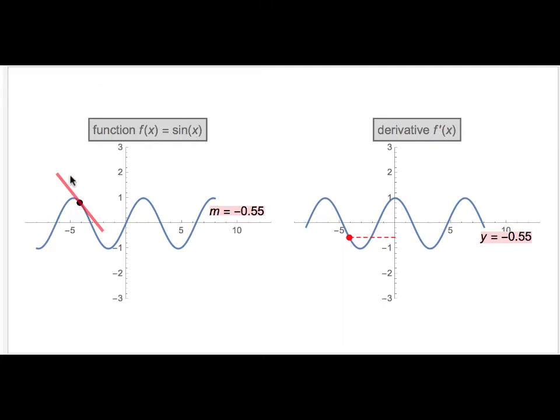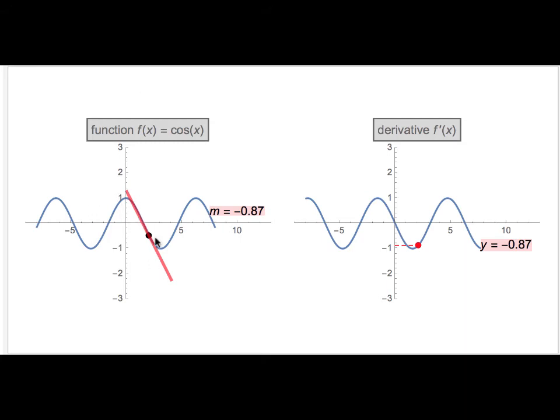Let's switch to some trig. So here I have f of x is equal to sine of x. I'm going to do the same thing. I'm just going to trace a few x values here, and I'm going to plot the x and the slope on my derivative graph. With my function value of sine of x, when I look at the derivative graph, it looks like the cosine of x graph. So maybe the derivative of sine of x is cosine of x.